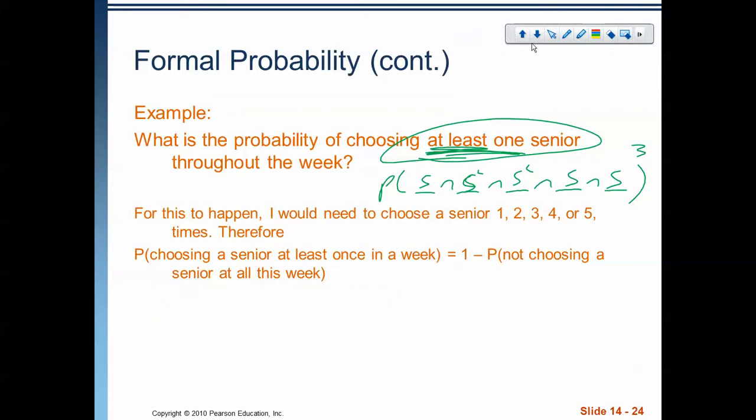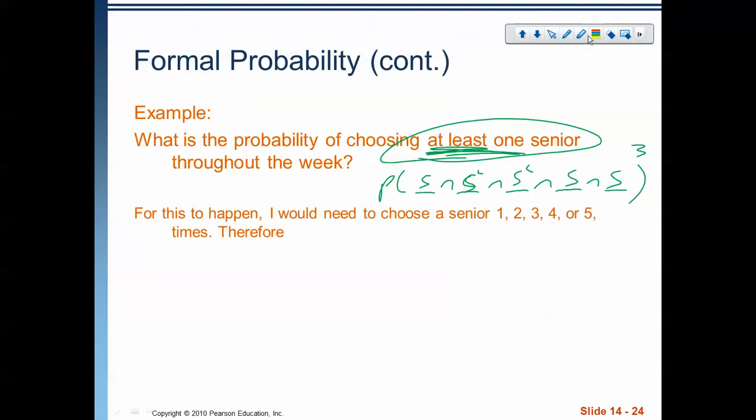The only result that would result in there being no seniors is if we got senior complement, senior complement, senior complement, senior complement, senior complement. That's the only way that we won't have at least one senior.